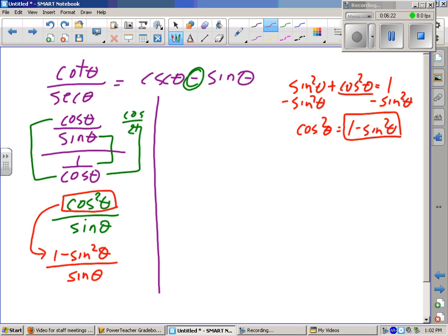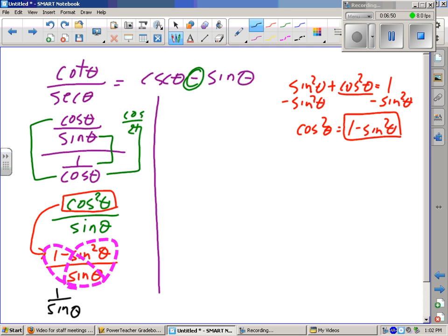All right, so now I'm going to do something I call heart surgery. When you're trying to break up fractions, we're going to draw something that looks kind of like a heart. So I'm breaking apart this fraction by using heart surgery. So the part on the left is just 1 over sine.